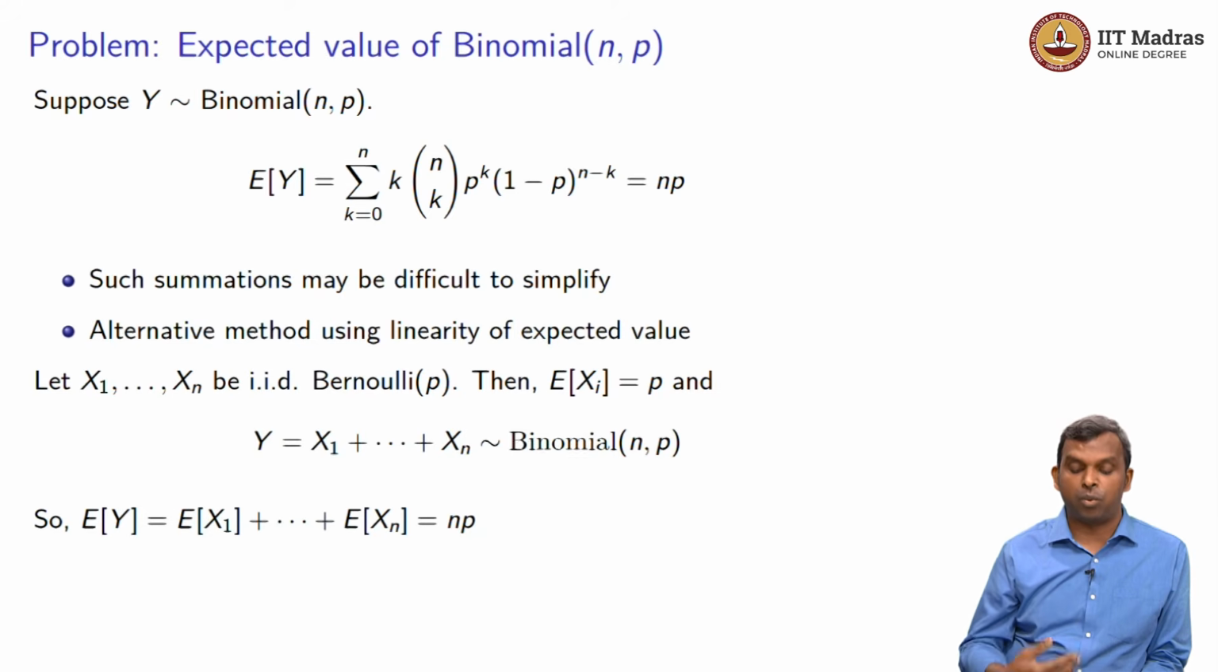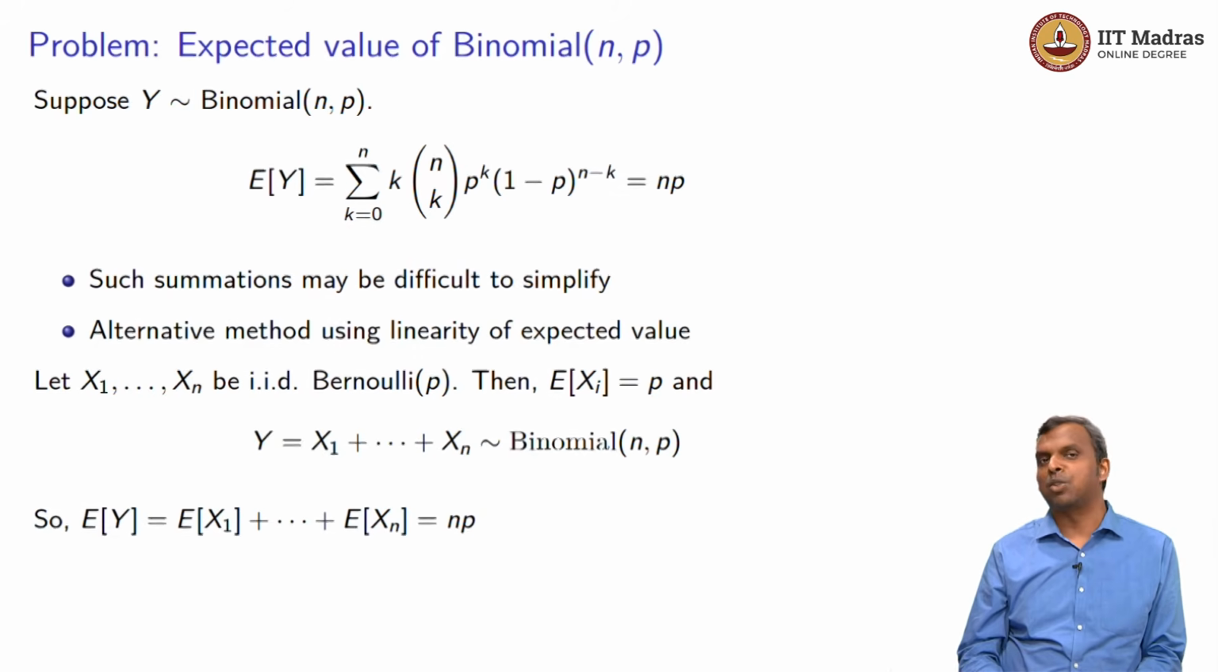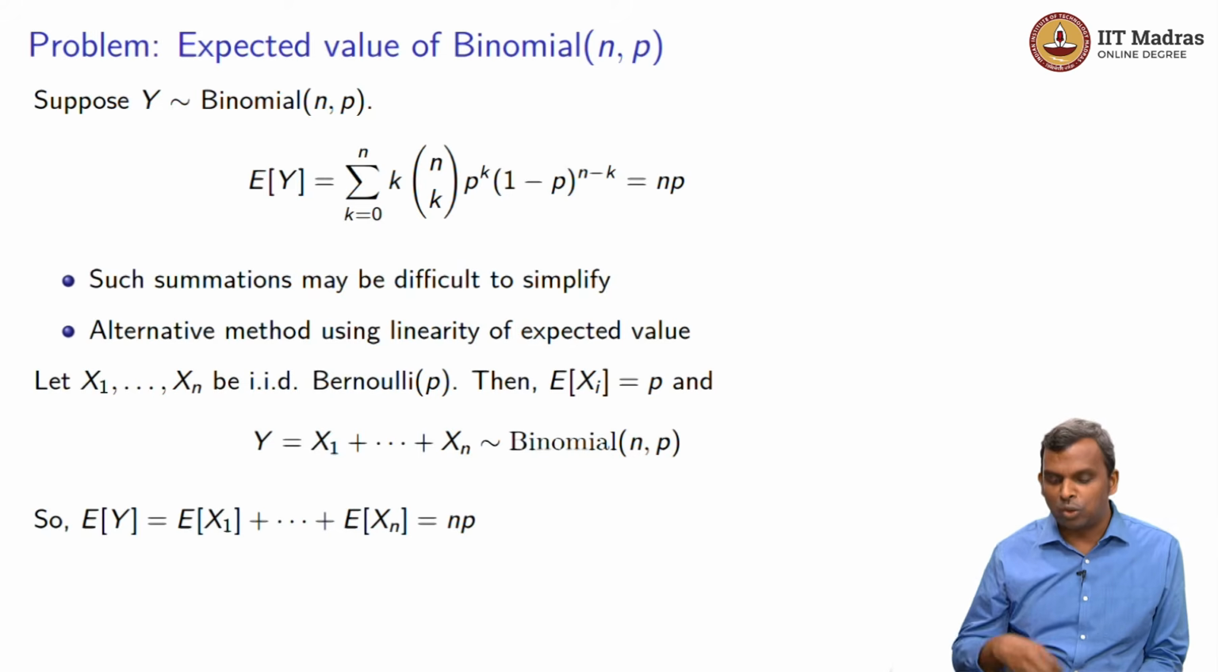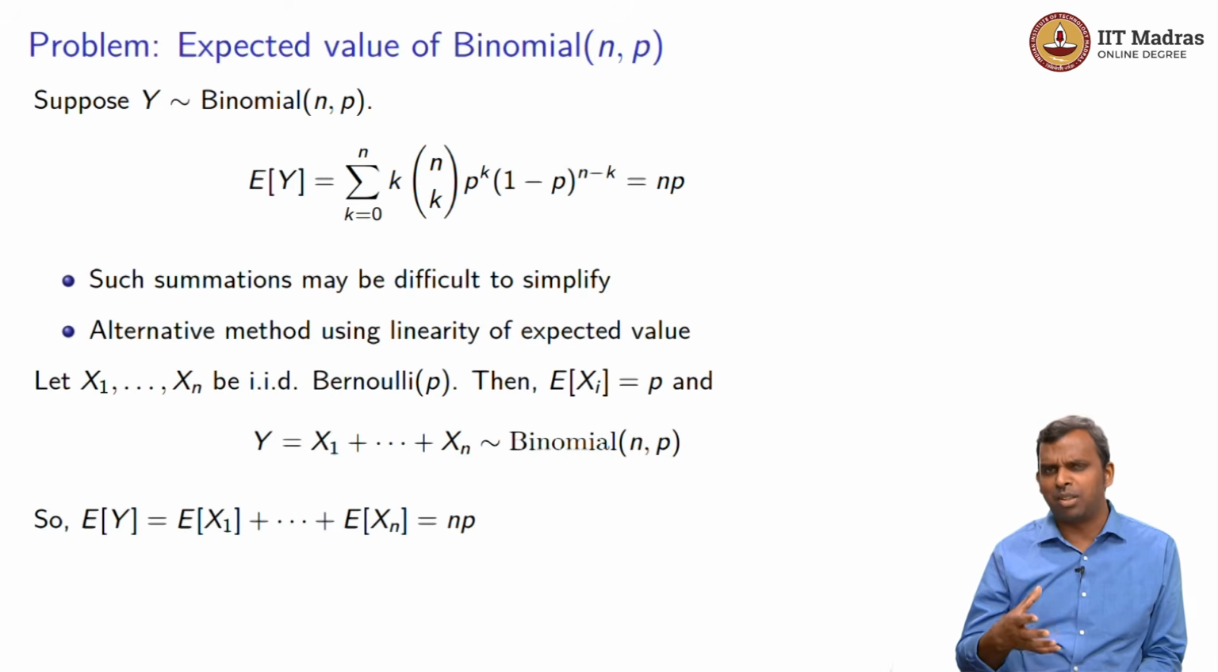So expected value of y is simply the sum of all these expected values, it's n times p. Notice how easy it became. Suddenly, there's nothing in this problem, while you were struggling with all these factorials and summations and binomial formula and all that. Using linearity of expectation, you get something so simple. Okay, so hopefully you see the power of this simple little property that expected value has.